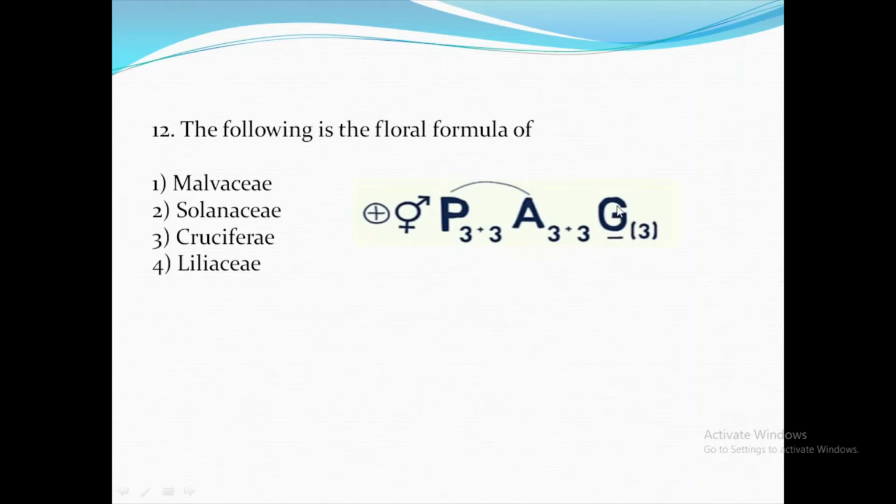G means gynoecium. The underline of G represents the superior ovary condition, and the gynoecium is made up of 3 carpels which are fused. This bracket means they are fused, that is syncarpous, and the stamens are attached to the perianth. This connection between perianth and stamens means the stamens are attached to the perianth. Now this is seen in case of the family Liliaceae. So perianth is seen in the family Liliaceae.